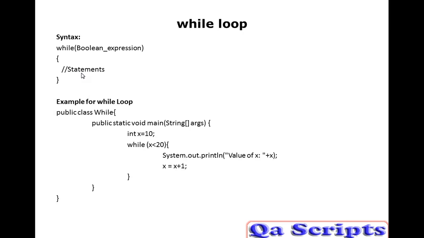Here is the simple example I have used. I have created a class called while, having main inside it, and I have created an int variable called x and assigned the initial value 10. Now I am checking that x should be less than 20. Of course x is less than 20, hence the code inside will get executed until x becomes 19. Once x becomes 20, the condition becomes false, and the execution comes out of the loop.